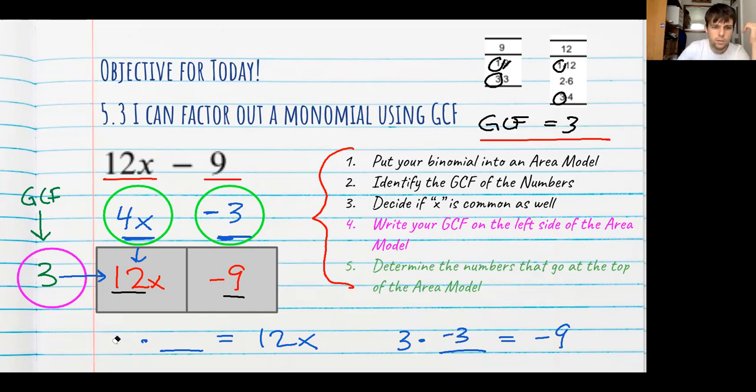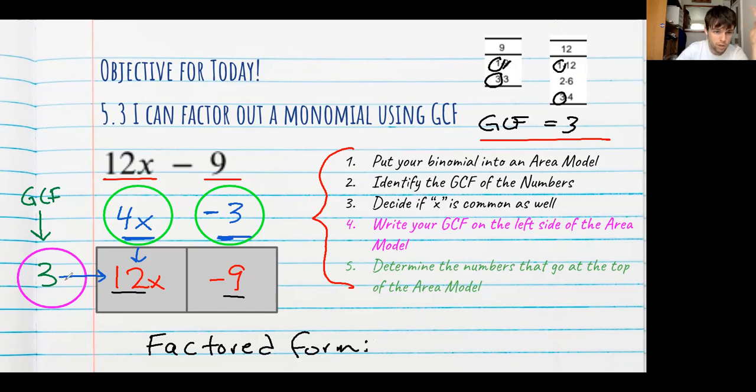All right, let's go ahead and clear some of this off down here so we can write out our final answer, our factored form. So this is, again, what we call the factored form, and it's the answer of our factoring process. So our factored form here is going to be 3, that is our monomial, times 4x minus 3.